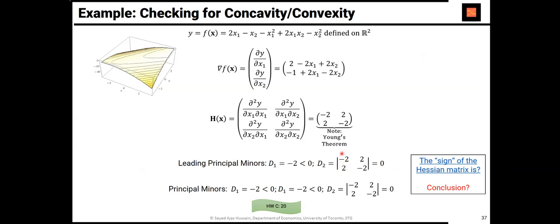To get the right insights, you then have to look at the principal minors. Remember the diagonal elements. So there are two first order principal minors: one on the diagonal, minus 2, and then this principal minor, which is 0. Right? So notice that all the odd numbered leading principal minors and principal minors are negative, and all even numbered principal minors are 0. Therefore, this function is negative semi-definite or concave, but not strictly concave.